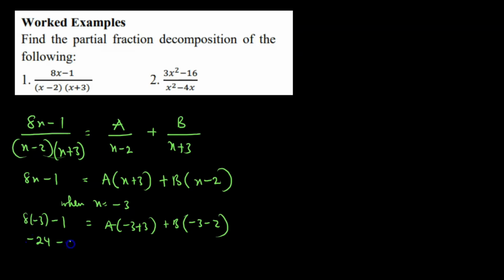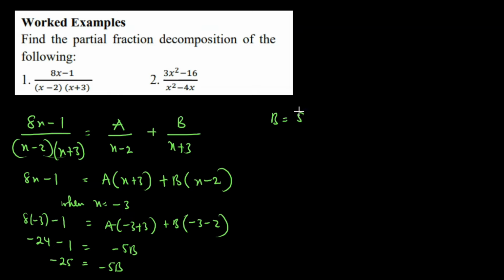-24 minus 1 equal to, the whole of this will be given as 0. So we are going to be left with -5b. Simplifying, this will give me -25 equal to -5b. Dividing through by -5, we'll end up getting b as the number 5.